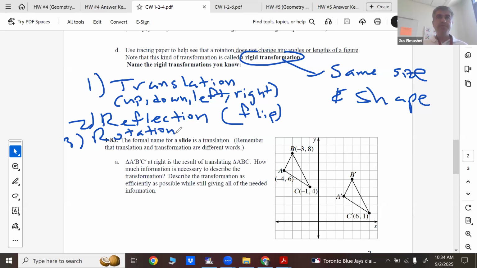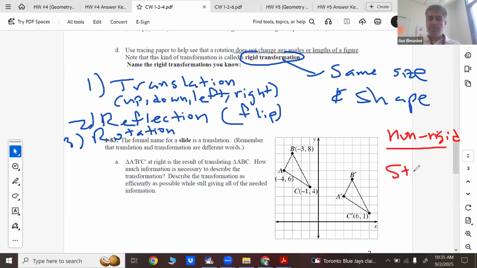Connor, go ahead. What do you think the non-rigid one would be? Yeah, stretching or compressing, which I don't think we do in this unit, if I'm not mistaken. Let me just make a quick comment about that. Non-rigid is when you stretch or compress. In order to do that mathematically, you're going to have to multiply the x or y coordinates by a number to make that happen. But I don't think we're doing that today.